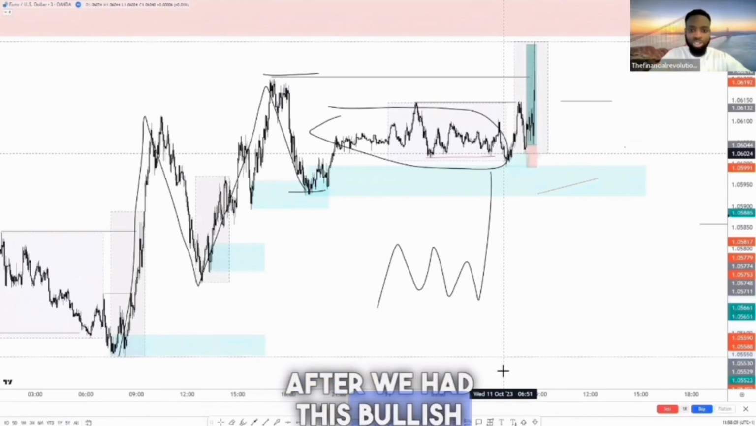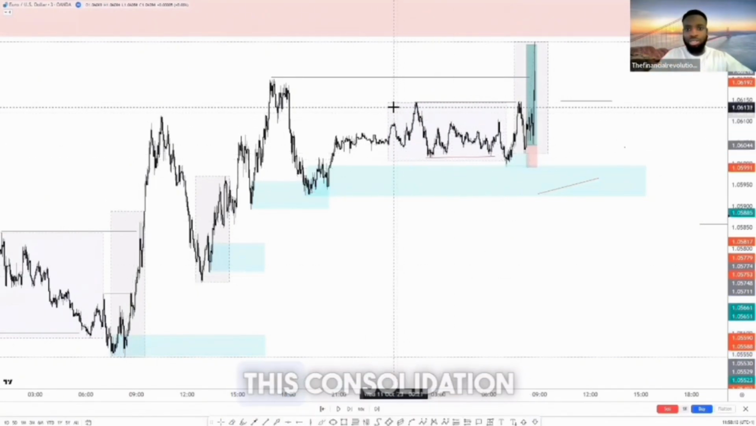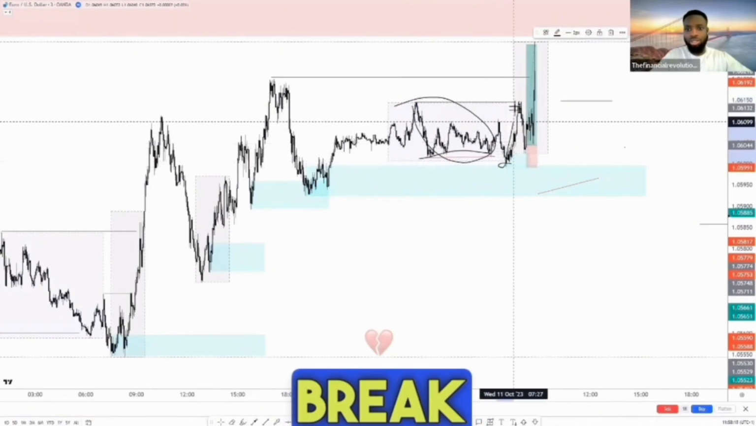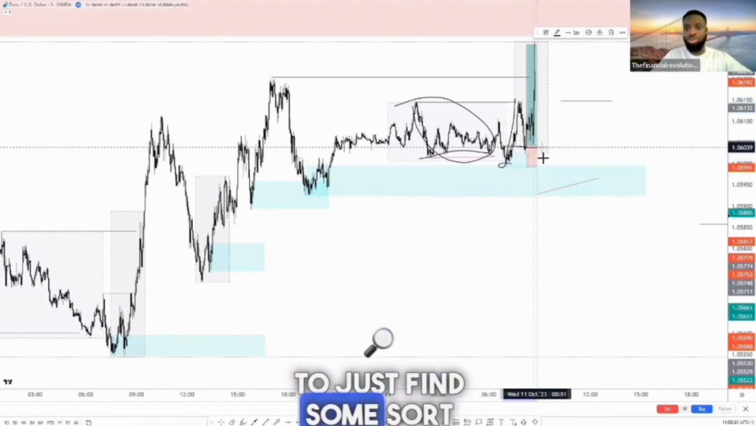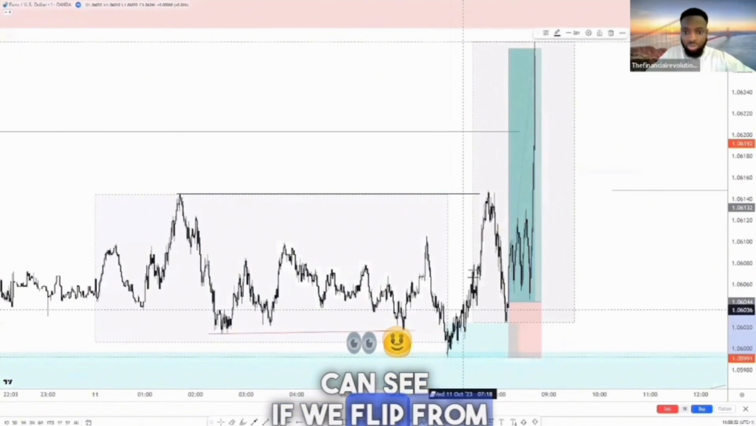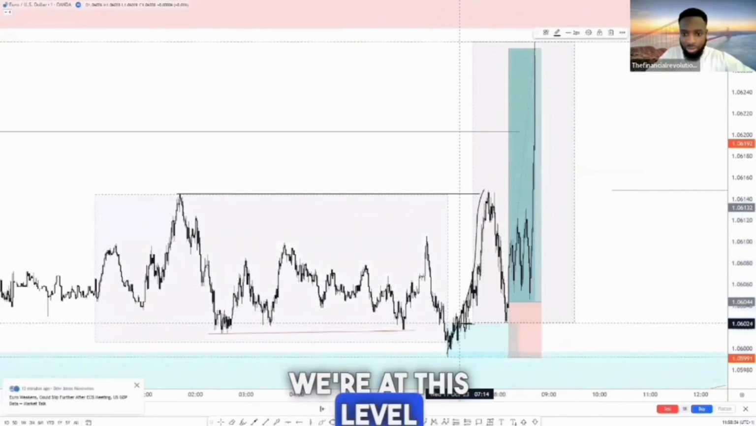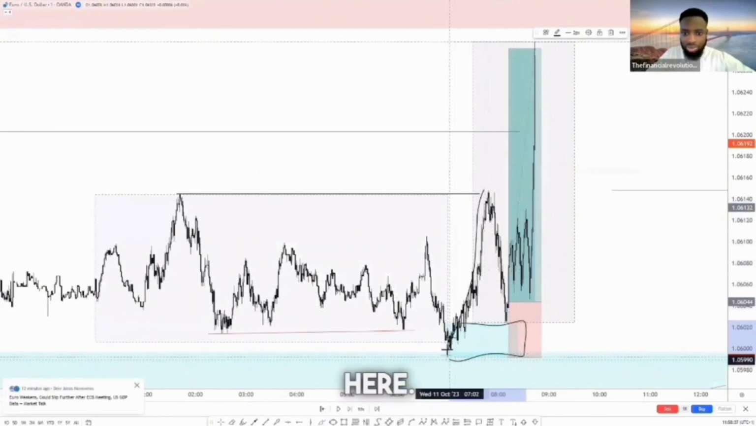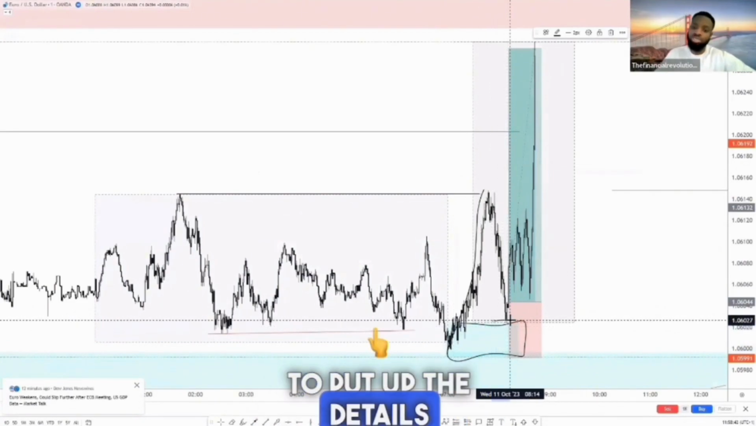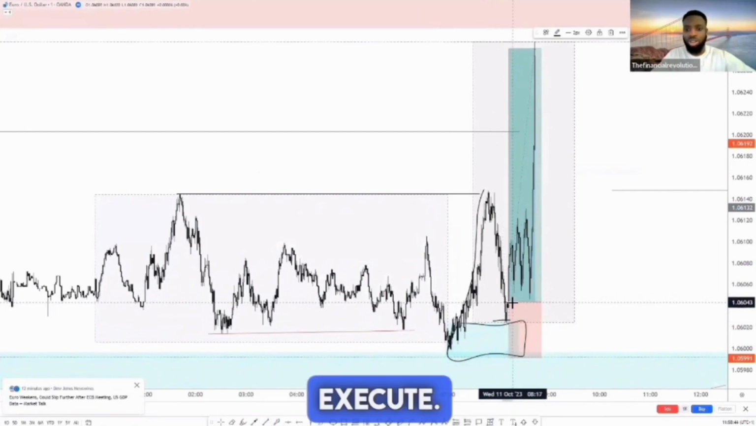After we had this bullish structure in the market, followed by this consolidation in the market, a few candles, and then a break to the upside, I knew I wanted to just find some sort of entry to get in to go to the top side. As you guys can see, if we look from this low to this high, we're at this level of imbalance literally right here. This area became my demand zone. I really wanted to enter right here, but by the time I was ready to put details into my MT4, price was here. So what I did was just mark execute.